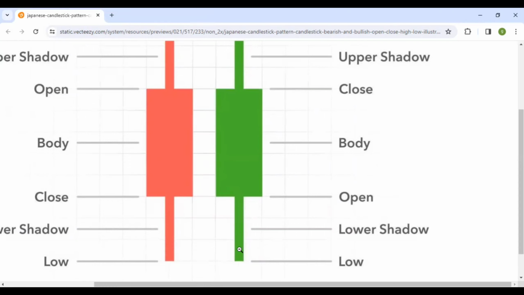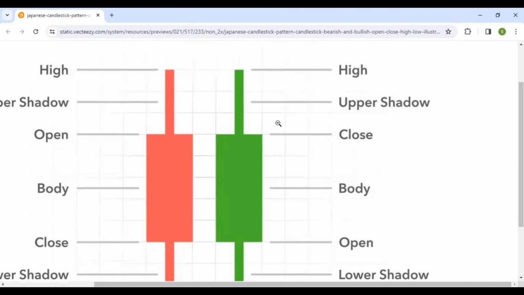Now, this is called the lower shadow. This thing here is called the lower shadow. You can call it shadow or wicks. So this is the lower shadow or the lower wicks. Now this is the overall low. Okay. This was the upper shadow or the upper wick. Then this is the high, the overall high.